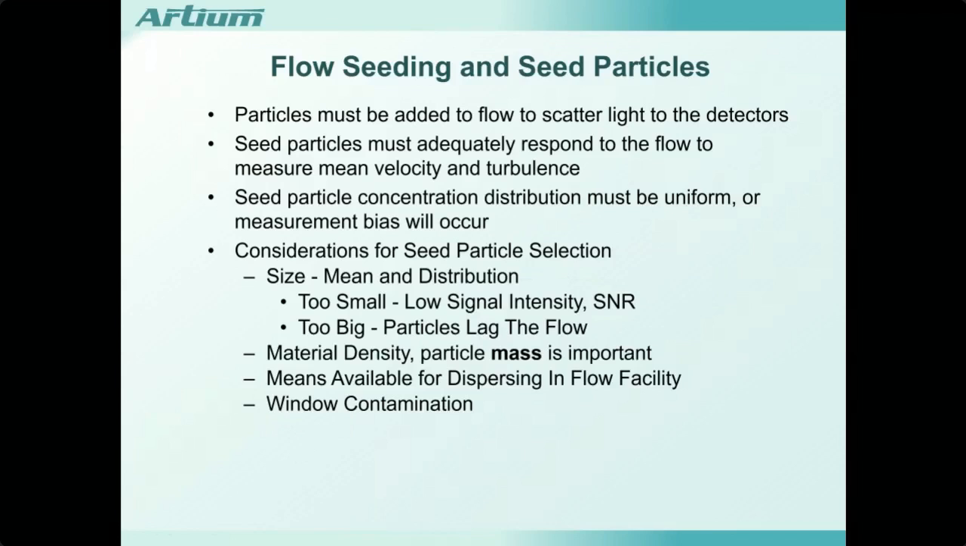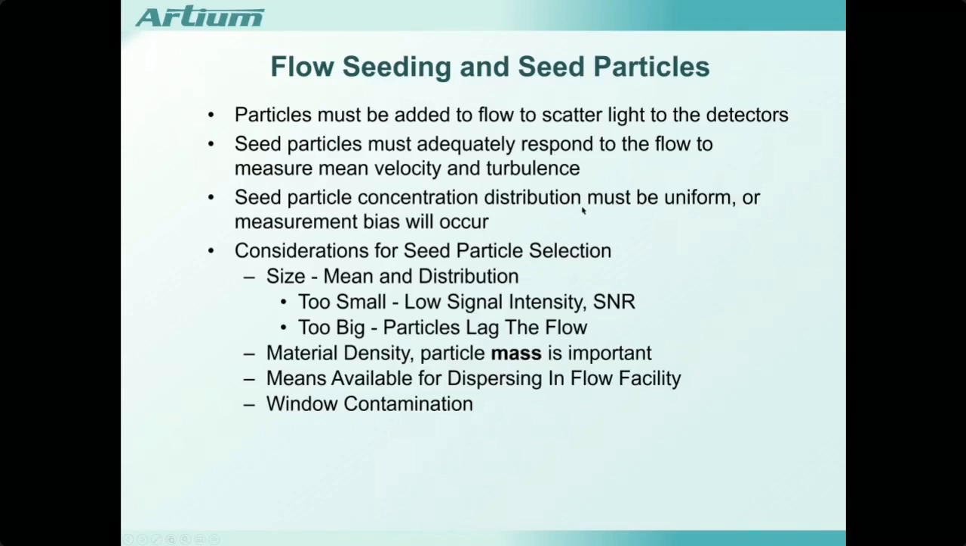The particles must be added because that's where the scattered light is coming from, and they're the little messengers, or I like to call them the flow transducers, that are providing information on the flow behavior. These seed particles must be small enough to adequately respond to the flow to measure mean velocity and turbulence. And again, in my early experience with high-speed flows, that's a very demanding requirement.